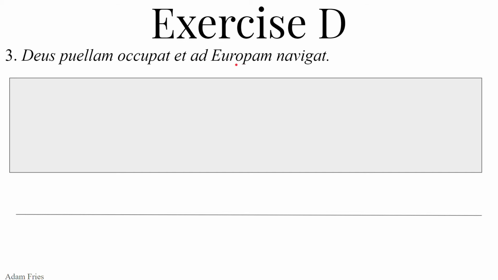Ad Europam, to Europe. Now we got navigat, third person singular present tense from navigo, navigare, navigavi, navigatus, to sail. So the god seizes the girl and sails. The subject is still the deus, the god, sails to Europe, accusative motion towards. I wonder if he was in the form of a great big white bull.